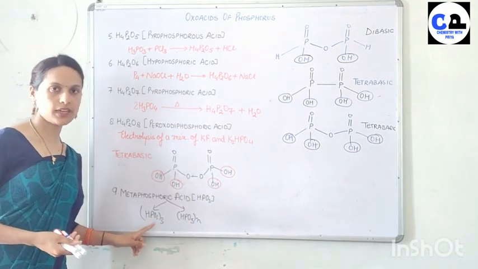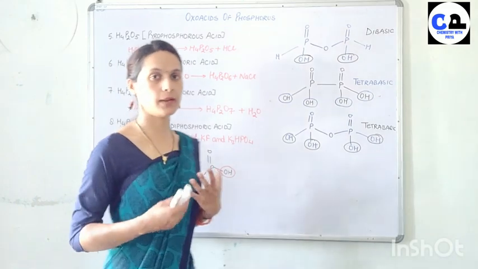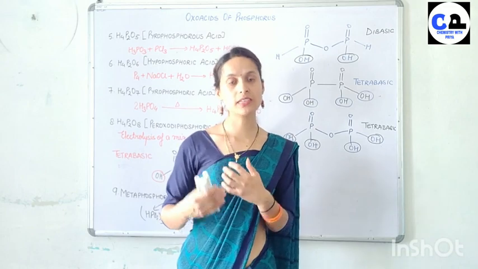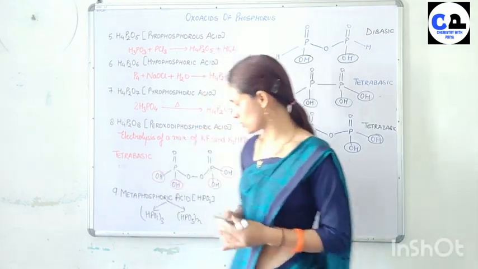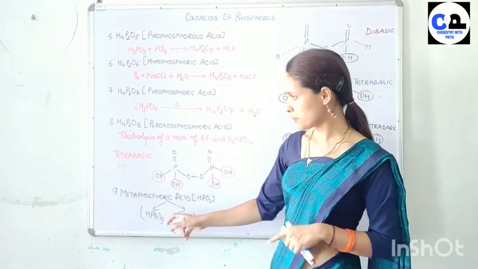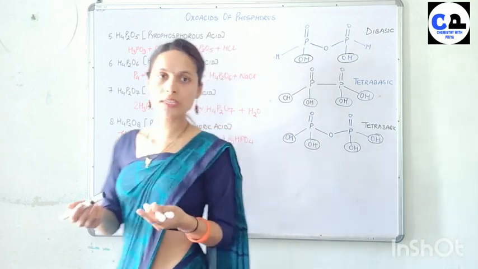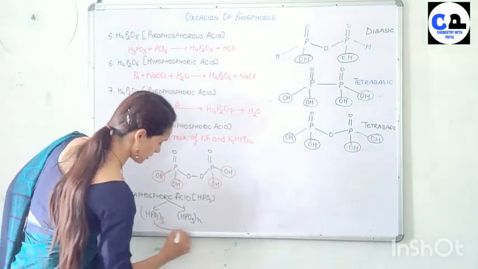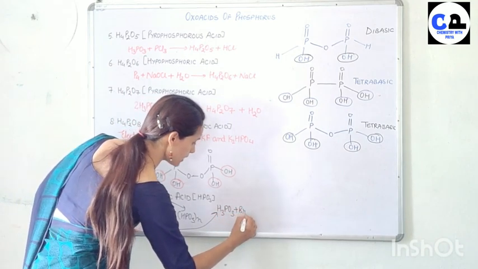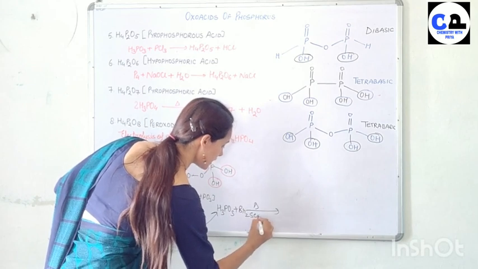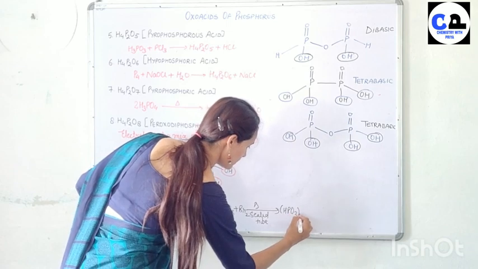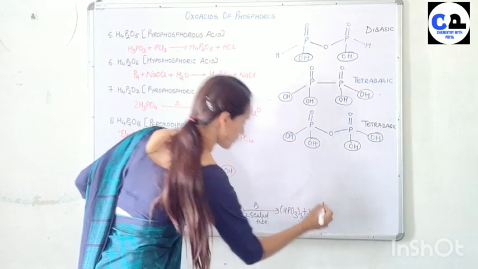Now if we want to prepare this, we can prepare it with the help of H3PO3. On heating H3PO3 with bromine in a steel tube, we can prepare cyclotrimetaphosphoric acid. We can prepare this by heating H3PO3 with Br2 in a sealed tube. Then we get (HPO3)3 plus HBr.